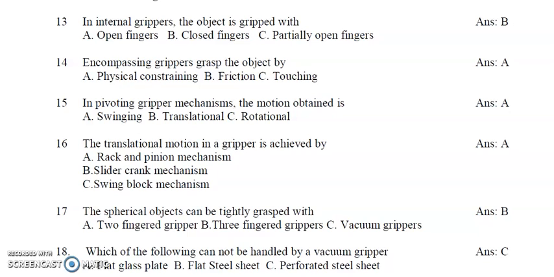Question 16. The translational motion in the gripper is achieved by A. rack and pinion mechanism, B. slider crank mechanism, C. swing block mechanism. Answer is A, because the other two, slider crank mechanism and swing block mechanism, provide a swinging motion. The rack and pinion mechanism gives the translational motion. So the answer is A.